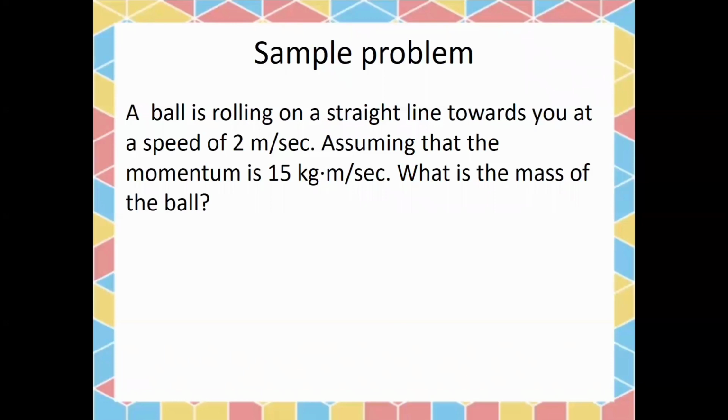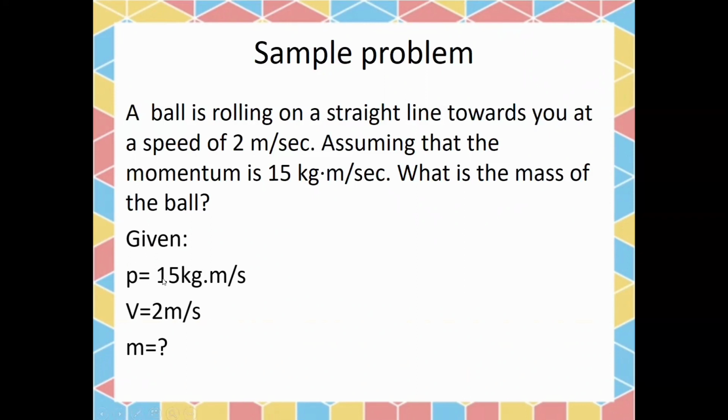So here is a sample. A ball is rolling on a straight line towards you at a speed of 2 meters per second. Assuming that the momentum is 15 kilogram meter per second, what is the mass of the ball? So first thing, write the given.